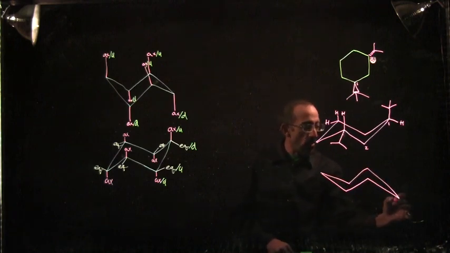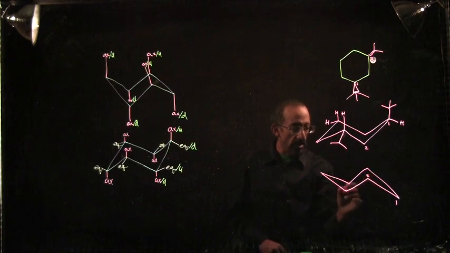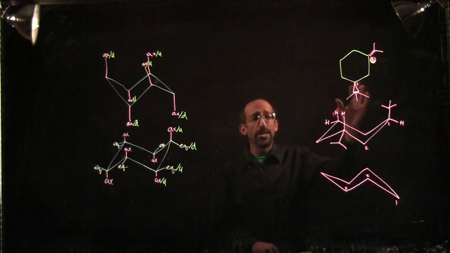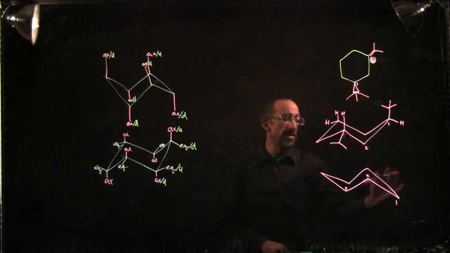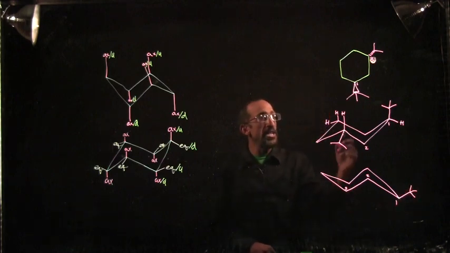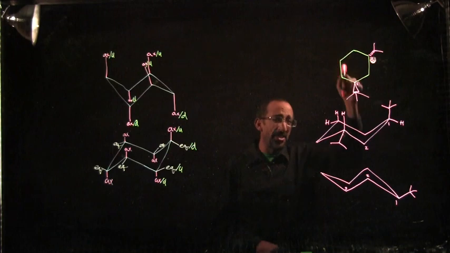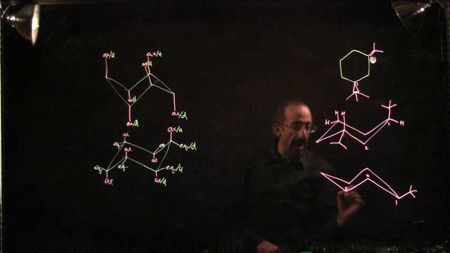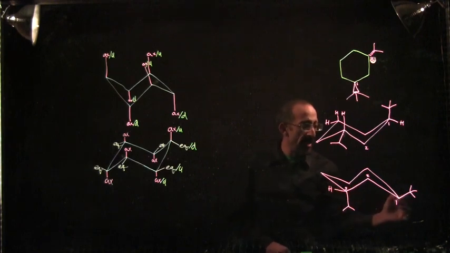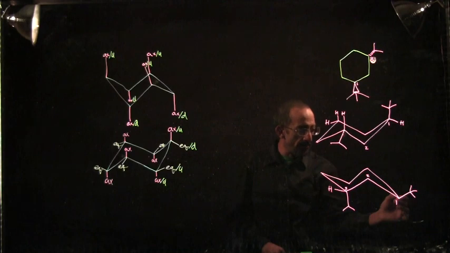So again, here's carbon 1, carbon 2, and carbon 3. At carbon 1, our tert-butyl group is still up, but now that we've done our ring flip, our tert-butyl group is equatorial up. And at carbon 3, our isopropyl group is still down, but it is now axial down, with our hydrogen at carbon 3 equatorial up, and our hydrogen at carbon 1 axial down.